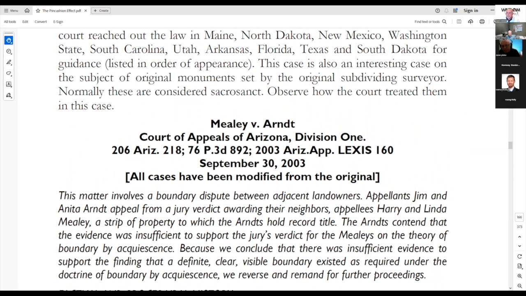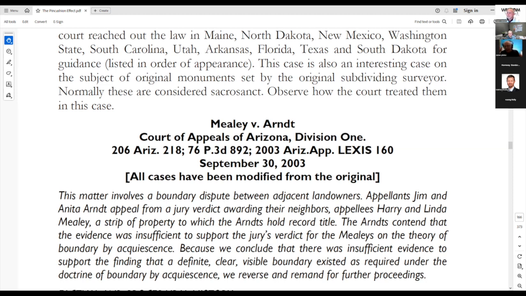In Arkansas, we have boundary by agreement. Boundary by acquiescence is considered by the courts to be essentially a boundary line agreement expressed by the actions of the parties, and it's kind of difficult to prove. You don't see the courts deal with it a lot. It's a last resort for the court to rule on boundary by acquiescence.